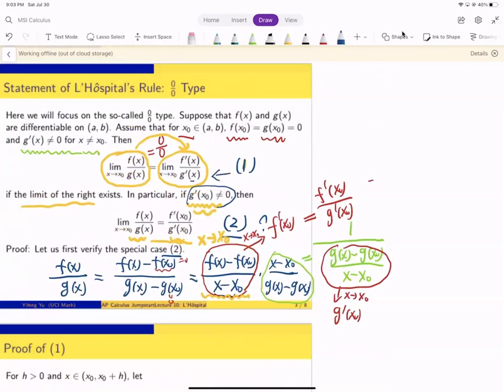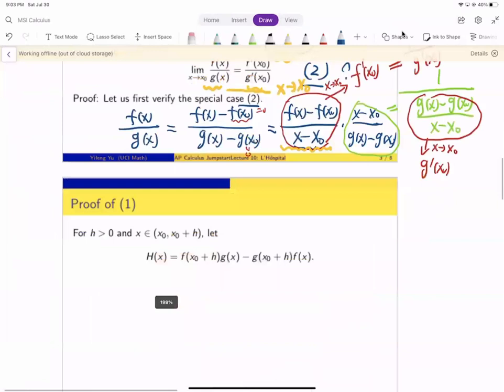For this case, we don't really know. It could happen that the derivative at this point could be 0. And then what we do is look at the limit instead of just plugging in. So let's look at this case, and let's look at the proof.